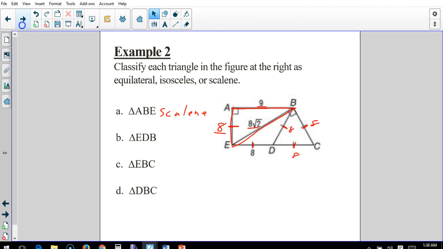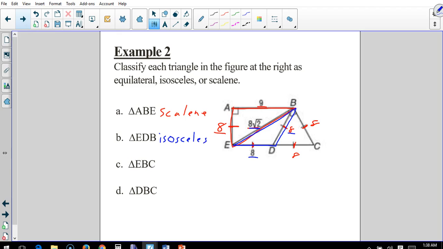EDB. Well, it has 8, another 8, and 8 radical 2. Since two of them are the same, that makes it isosceles. EBC, E to B to C. Well, this is 8, this is 16, and 8 radical 2. Well, again, none of the sides match up, so that's scalene.